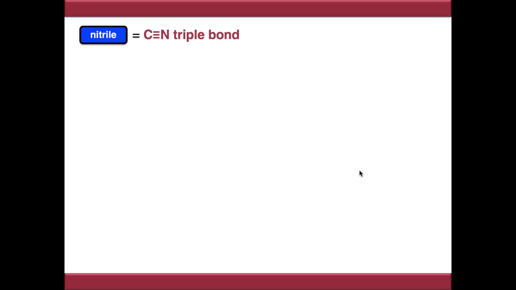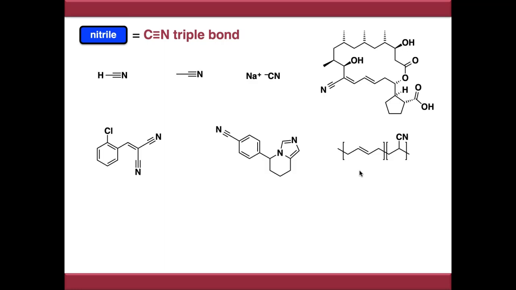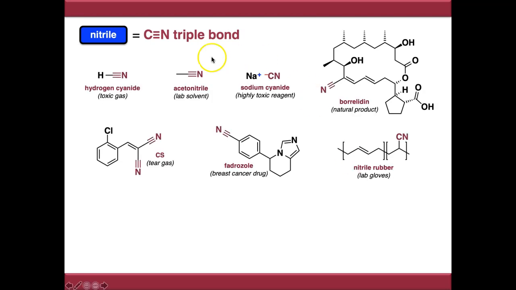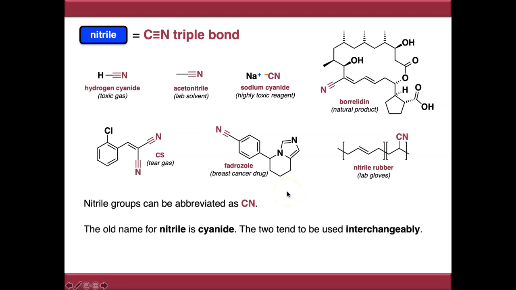So a nitrile is a carbon-nitrogen triple bond as part of a molecule. So here are some examples. Some of them are abbreviated, some of them aren't. So some of them I've drawn out, some of them I've abbreviated as CN. That's perfectly fine. So nitrile groups, as I say, can be abbreviated as CN. The old name for nitrile is cyanide. You sometimes use them interchangeably, but it depends on the application.